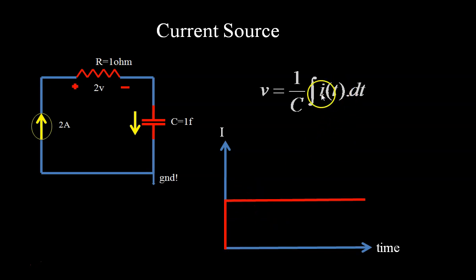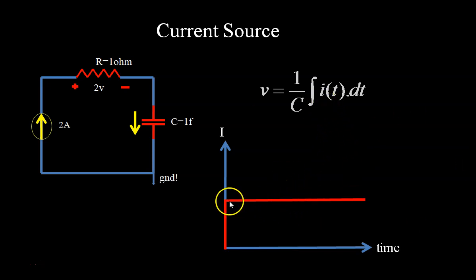Now if I integrate such a waveform which is constant with respect to time, let's say I integrate it from minus infinity to 0, whatever you integrate, the value is 0, so you don't have to worry. So let us just integrate from 0 to, let's say, some t. How does the waveform look? Here we are not worried about the absolute value. We just want to know the nature of the graph.